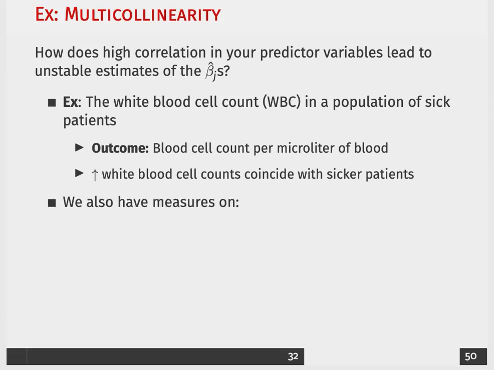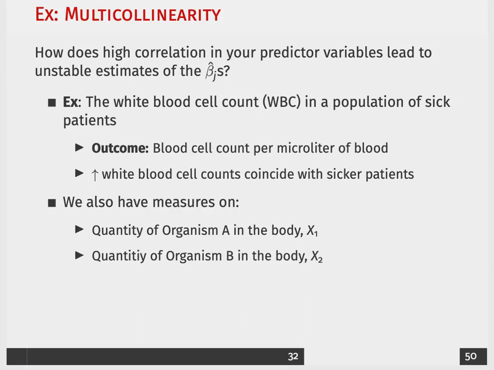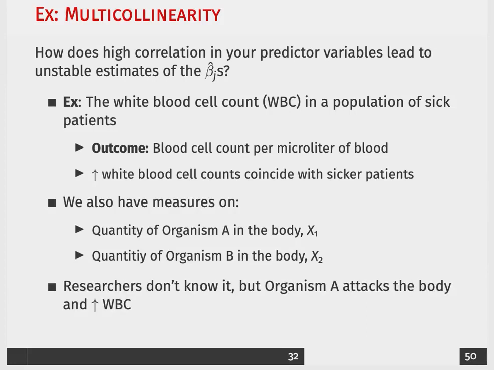Now, we also have two predictors, and we have measures of the quantity of some organism A in the body, and we'll call that X1. And then we have a second organism in the body called organism B, and that'll be X2. Now, unbeknownst to researchers, it's actually organism A that is going to be attacking the body, and that's going to increase white blood cells. Now, what also is going to be the case is that organism B is going to be highly correlated with organism A, but it's mostly a harmless byproduct.